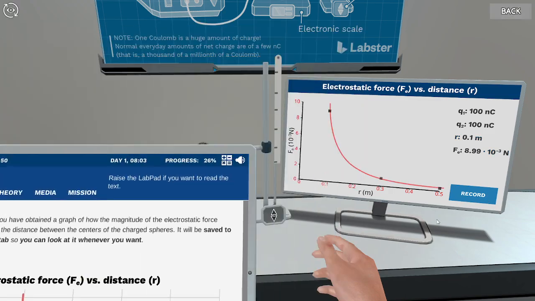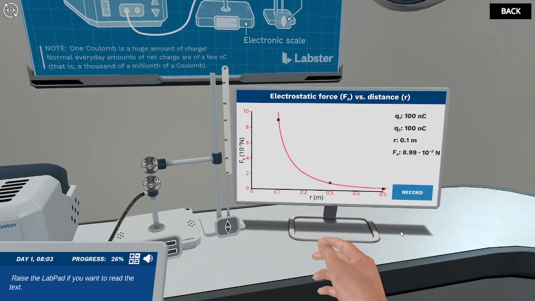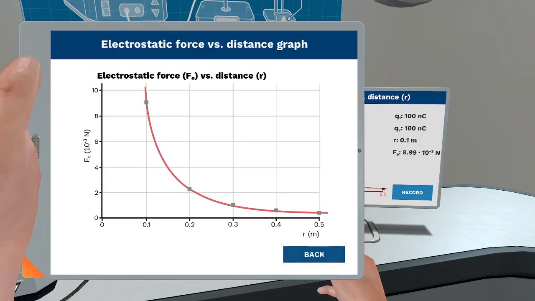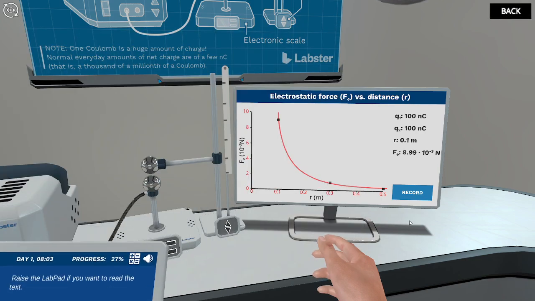Well done! You have obtained a graph of how the magnitude of the electrostatic force changes with the distance between the centers of the charged spheres. It will be saved to your media tab so you can look at it whenever you want. We have seen how the strength of the electrostatic force changes with the distance between the center of the spheres.